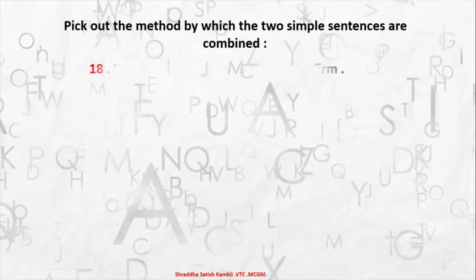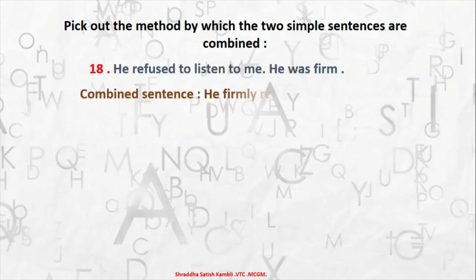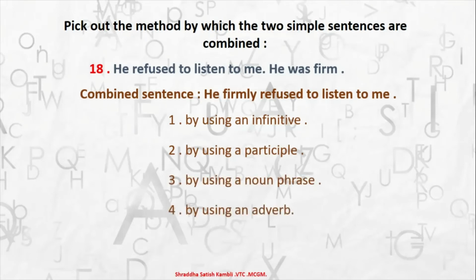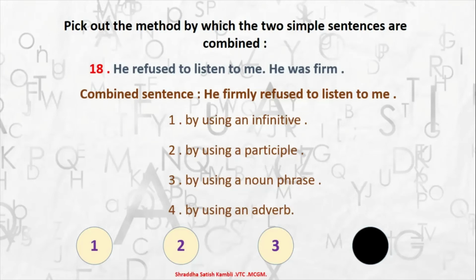The next example. He refused to listen to me. He was firm. This is the answer, the combined sentence. He firmly refused to listen to me. These are your methods, by using an infinitive, by using a participle, by using a noun phrase, or by using an adverb. So what have you used here? Very simple, isn't it? We have made use of the adverb firmly. He refused to listen to me. But how did he refuse? He refused firmly. The manner in which he refused was very, very firm. Okay? So we have made use of an adverb here to combine these two simple sentences.